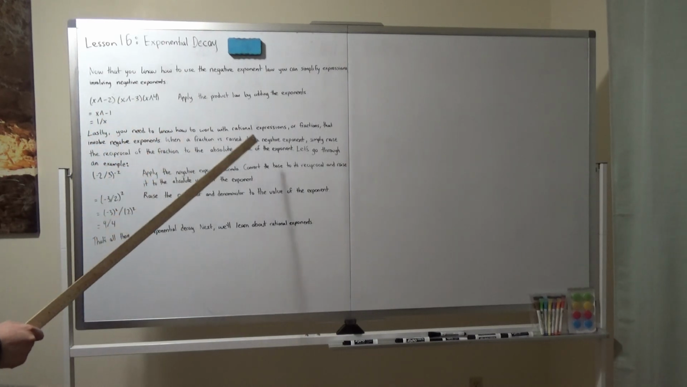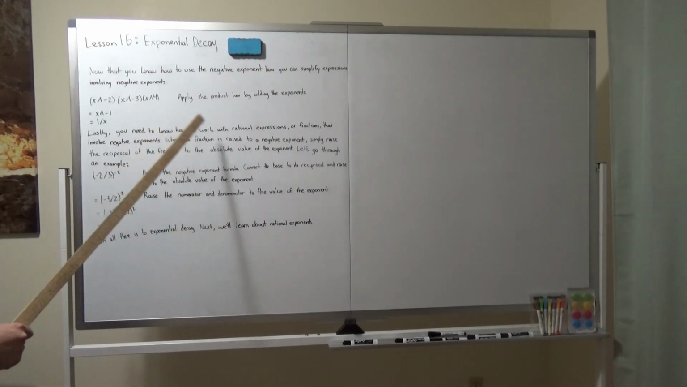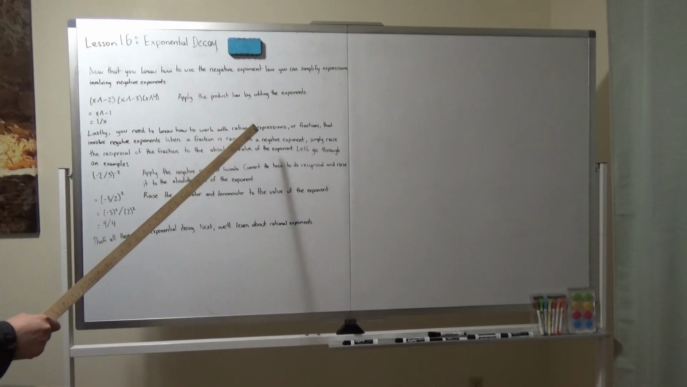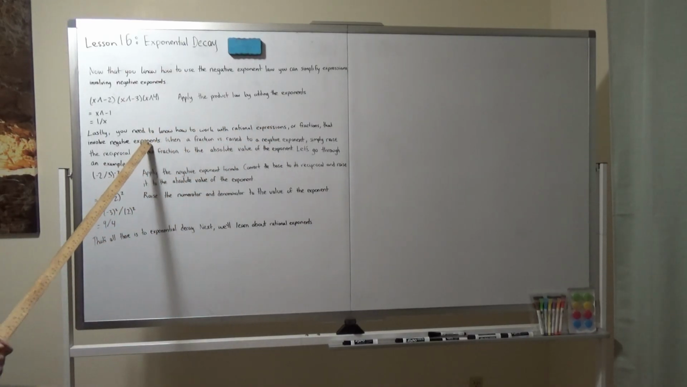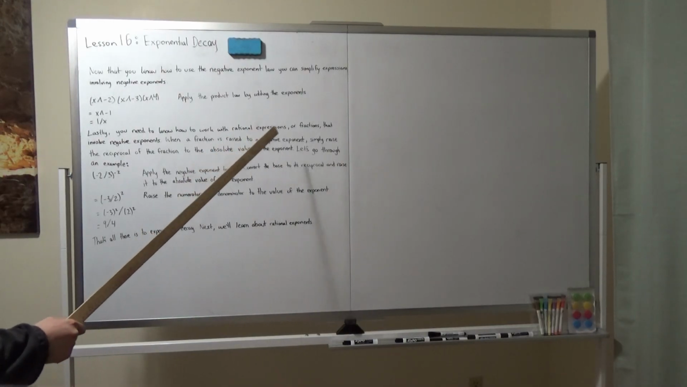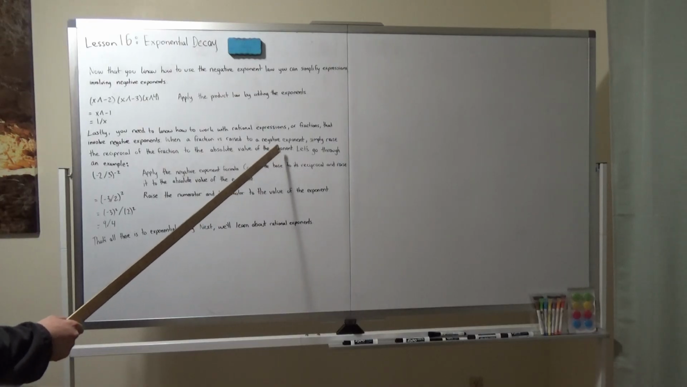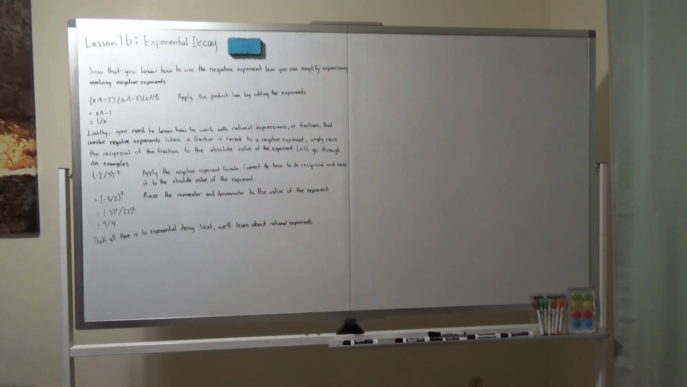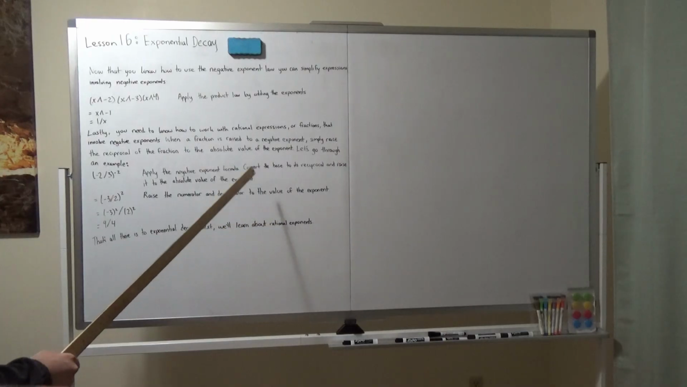Lastly, you need to know how to work with rational expressions or fractions that involve negative exponents. When a fraction is raised to a negative exponent, simply raise the reciprocal of the fraction to the absolute value of the exponent. Let's go through an example.